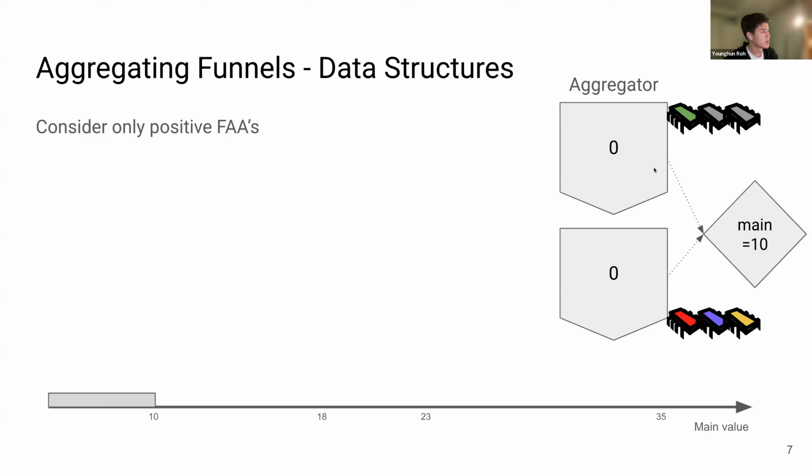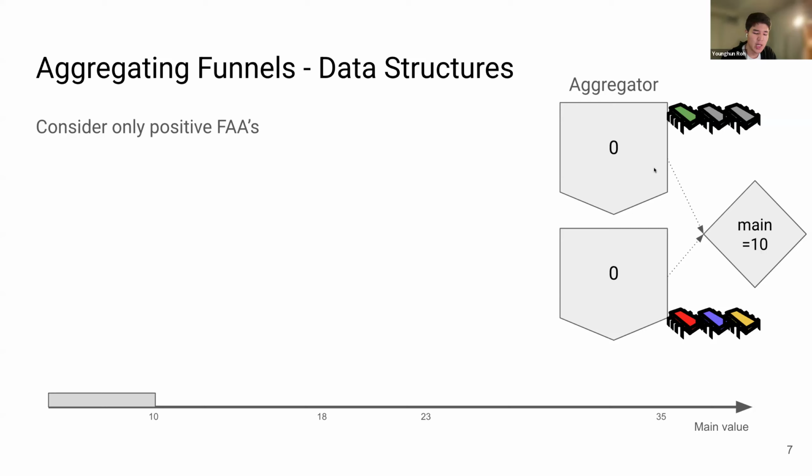In this presentation, we will consider only the positive fetch and adds, although our full algorithm supports both positive and negative fetch and adds. So in this example, the main value will always increase as the operations are applied. In our algorithm, we keep one significant data structure which we call the aggregator. In the aggregator, threads will be assigned, and those assigned threads will start from their corresponding aggregator to form a batch, and some delegate thread will go to the main variable if they are chosen to be.